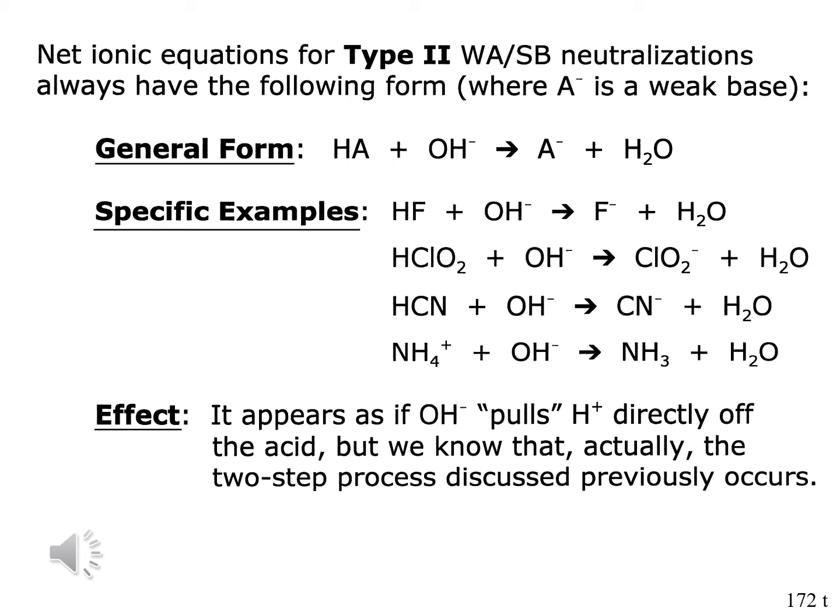You can include NH4 plus as one of the weak acids because it is a weak acid from the left of the arrows. The OH still pulls an H off of NH4 plus to give you ammonia. The difference is that the ammonia that forms is neutral rather than a negative ion.